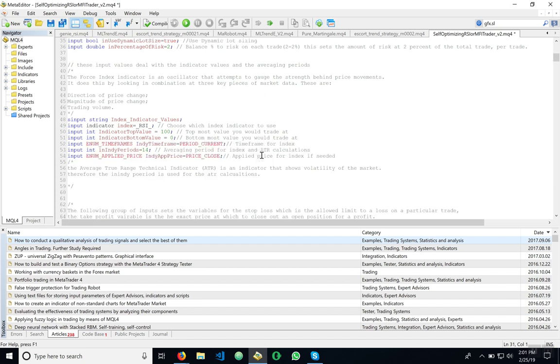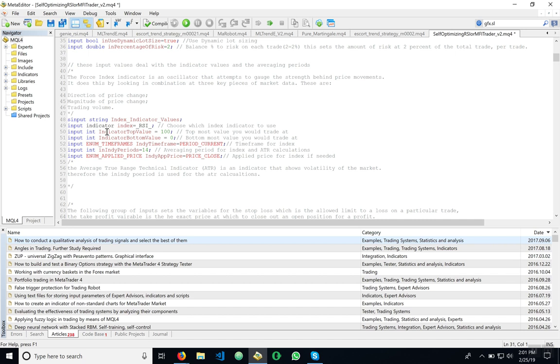Okay, so the next set of input values are the indicator values. So what it is basically is that, as you can see here, the Forex index indicator is what attempts to gauge the strength between price movements. And it does this by looking at a combination of three key pieces of market data. These are the direction of the price change, the magnitude of the price change, and trading volume.